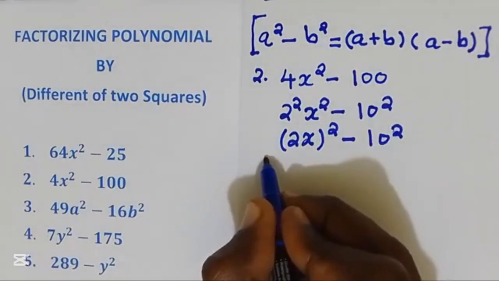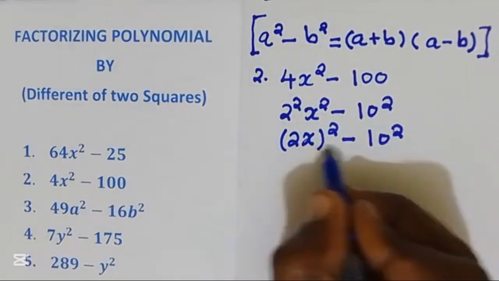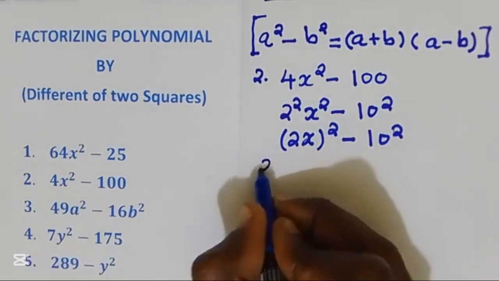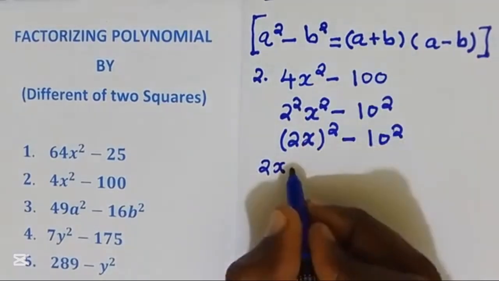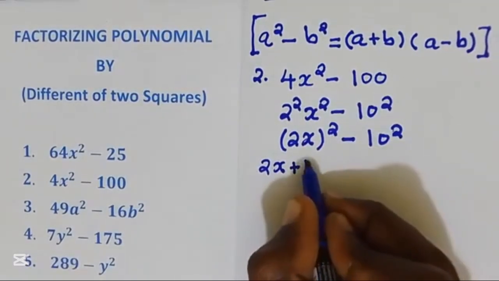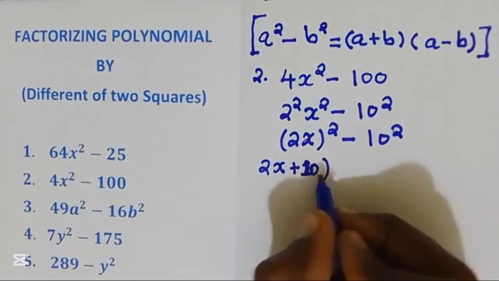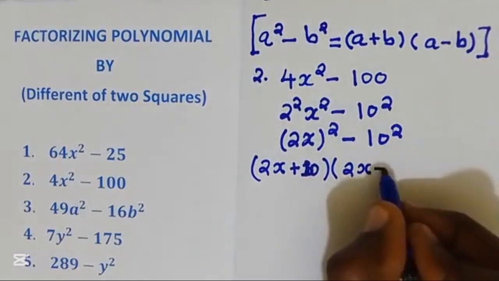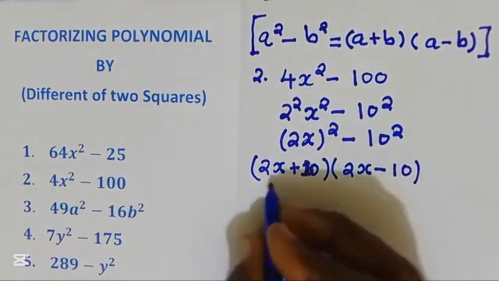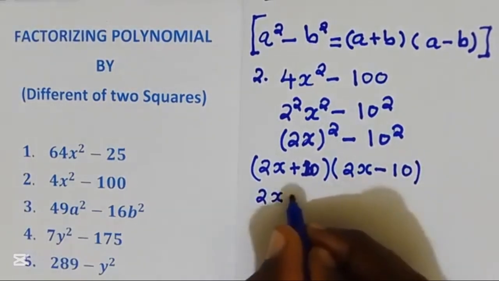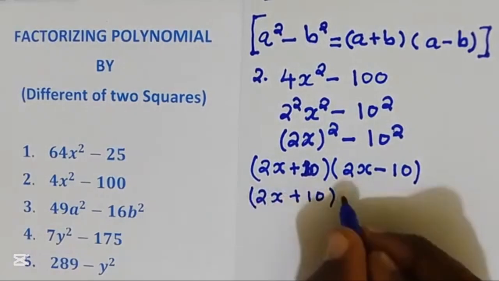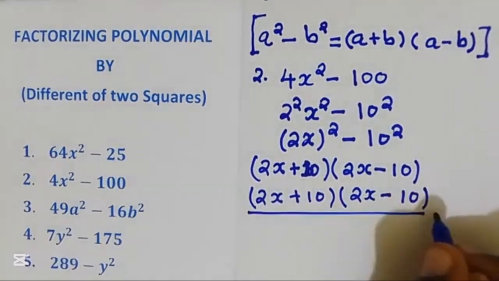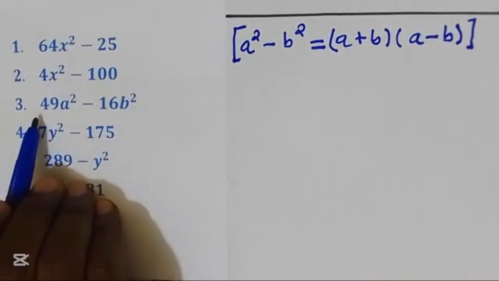That is going to be our 2x is the same as a and our 10 is the same as b, so that is 2x plus 10, 2x minus 10. So our answer is 2x plus 10 and 2x minus 10. Let us do question number 3.